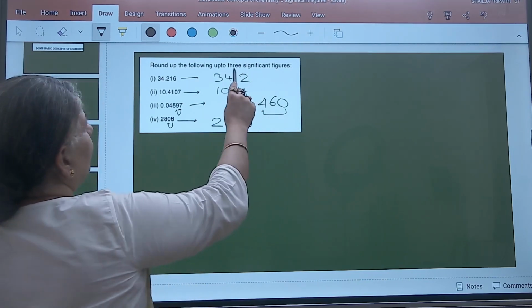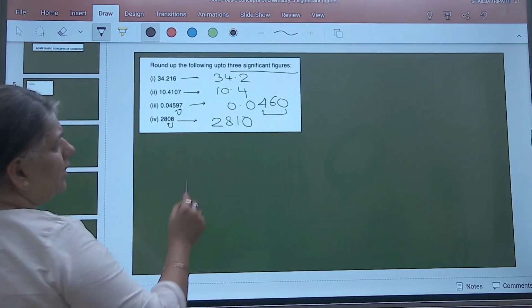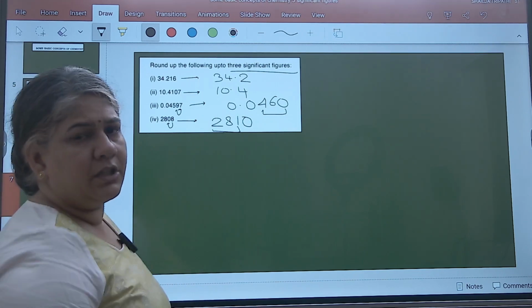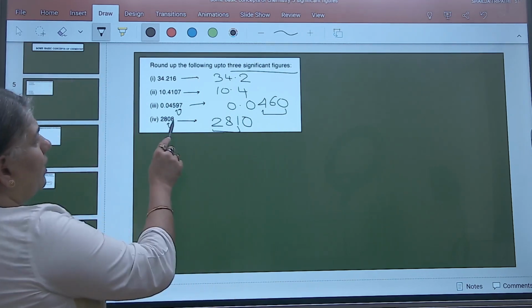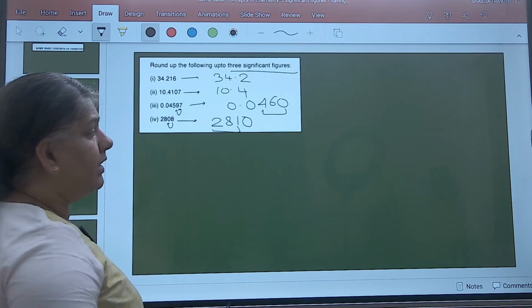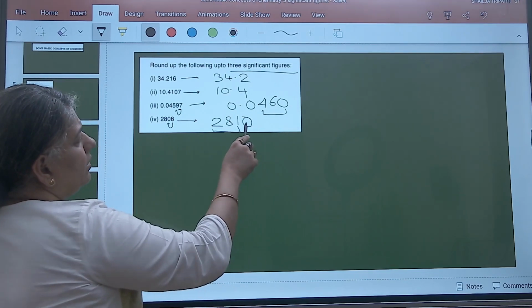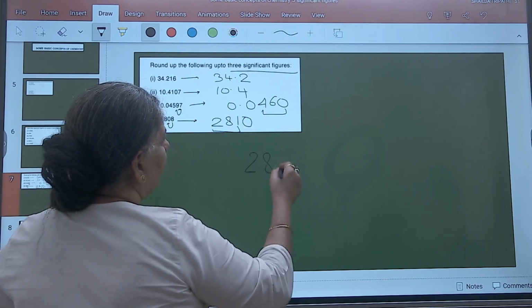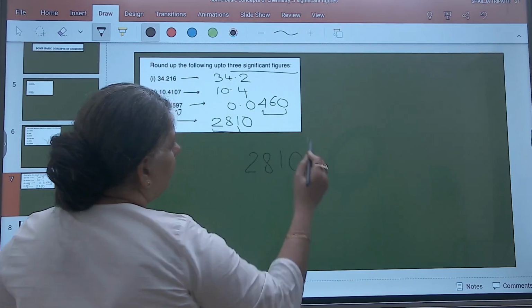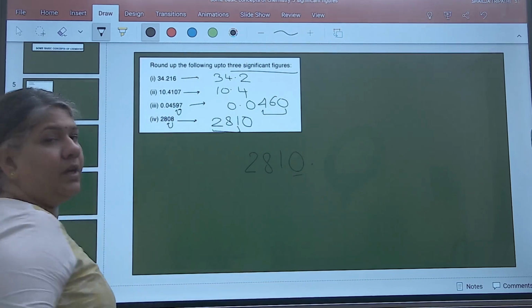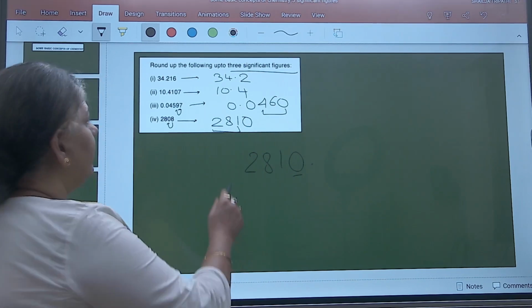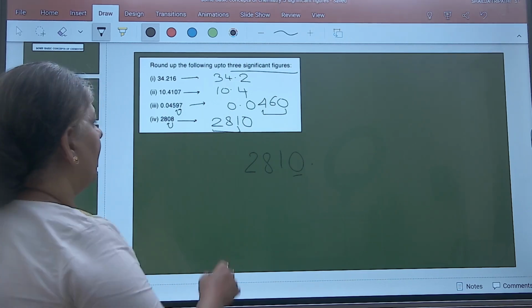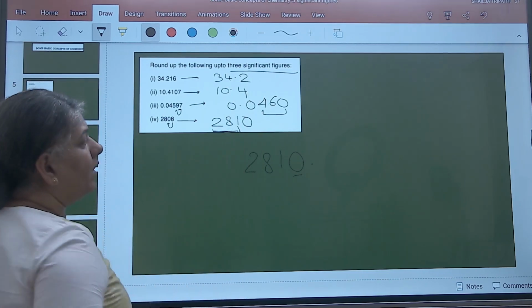We have to give the answer in 3 significant figures. So these 3 numbers are significant and the terminal 0 will not be considered significant because there is no decimal after 8. If it is written as 2810 with a decimal placed, then this 0 will be considered significant. But since there is no decimal, this terminal 0 will not be considered significant.